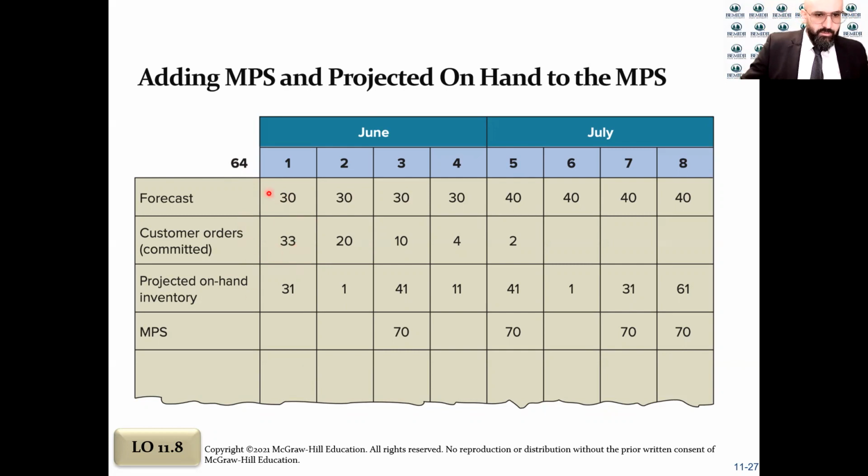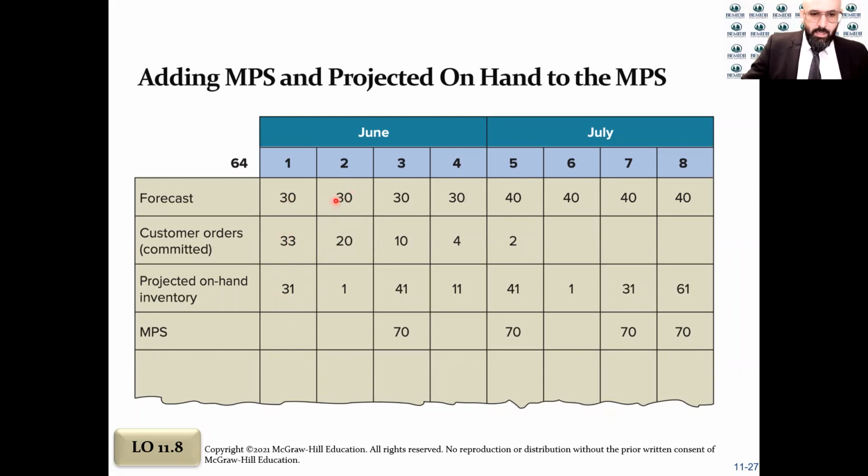64 on the first period, projecting on hand inventory would be 64. Take away 33, send it to the customer. That would be 64 minus 33. That would leave you with 31 available on hand. 31. Now what we need to do is we need to look into the higher number.